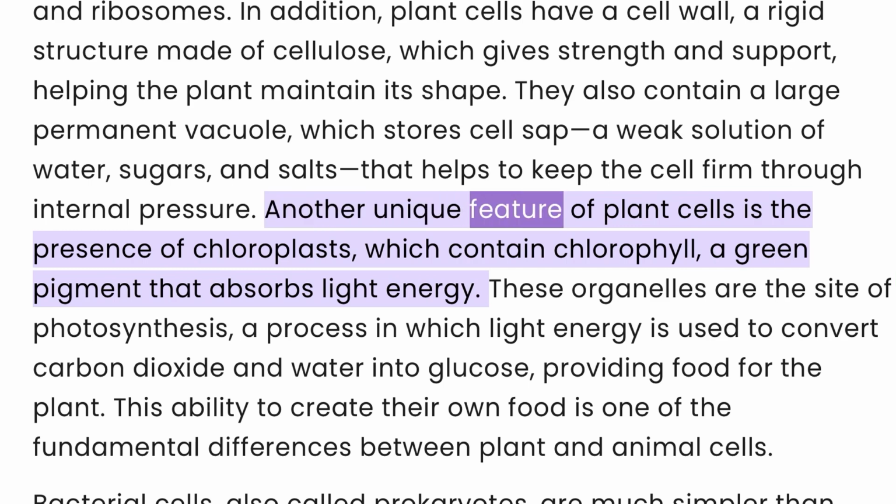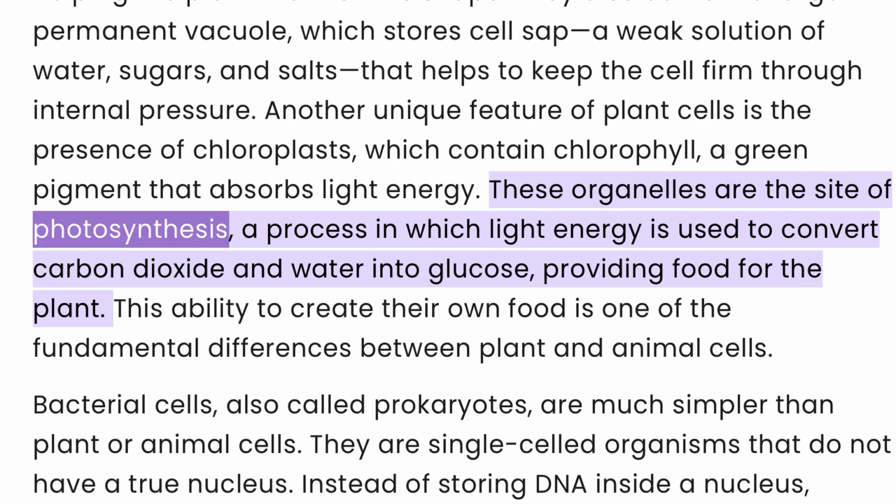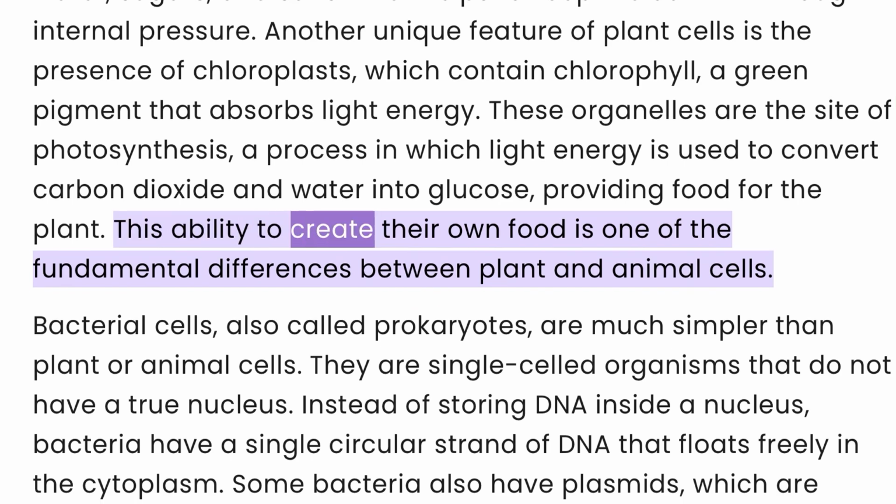Another unique feature of plant cells is the presence of chloroplasts, which contain chlorophyll, a green pigment that absorbs light energy. These organelles are the site of photosynthesis, a process in which light energy is used to convert carbon dioxide and water into glucose, providing food for the plant. This ability to create their own food is one of the fundamental differences between plant and animal cells.